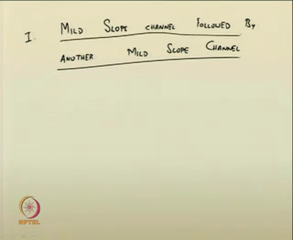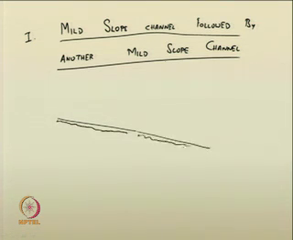Just imagine, say I have a mild slope channel and it is followed by another mild slope channel of different slope. Say here this is the first channel, it is having slope S01, bed slope, I am talking about the bed slope, and here the bed slope of the second channel is S02. So, both are mild channels.